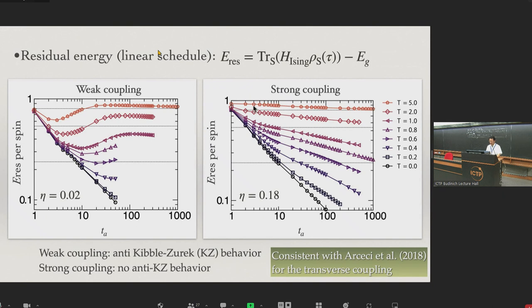In this case, the residual energy monotonically decreases with increasing the annealing time toward the thermal value. These results are consistent with the previous result obtained by Alcecci in 2018 for the transverse coupling. Our result assumes longitudinal coupling.